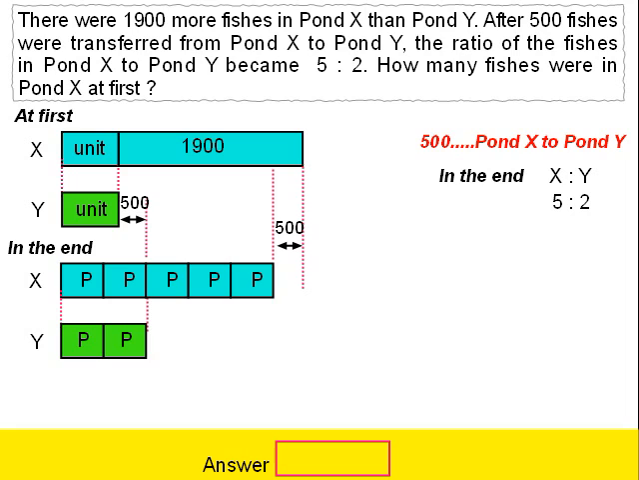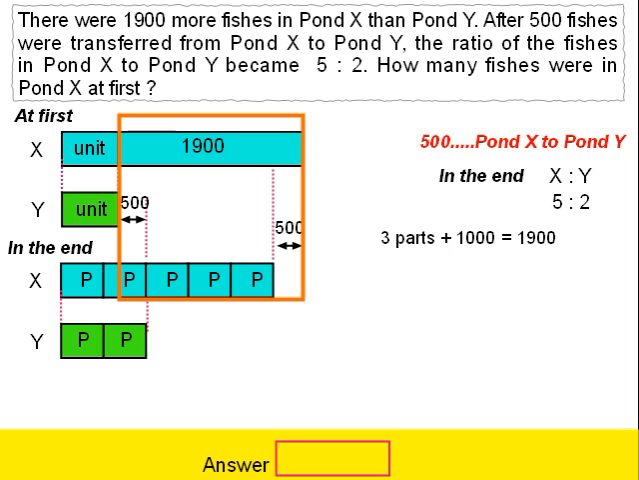Looking at this part of the model, we can tell that 3 parts is equivalent to 3 parts plus 1,000. 500 plus 500 is 1,000. So 3 parts plus 1,000 is equivalent to 1,900. Therefore 3 parts is equal to 1,900 minus 1,000. That gives us 900 for 3 parts. Therefore 1 part will be 900 divided by 3. That gives us 300.